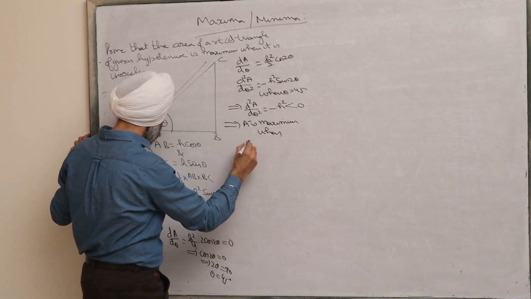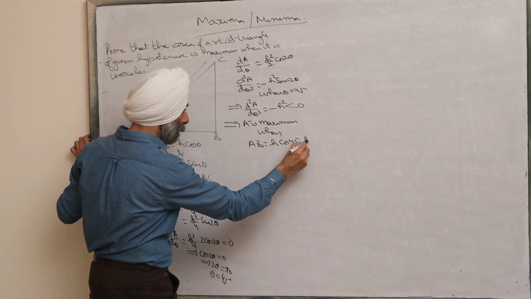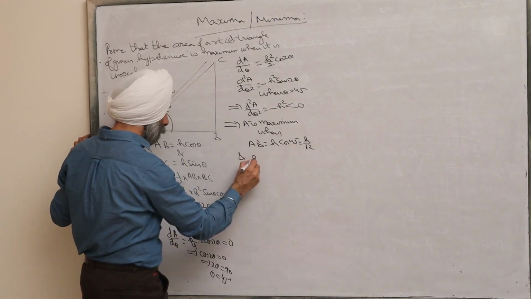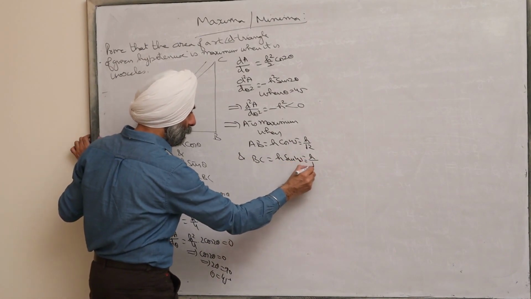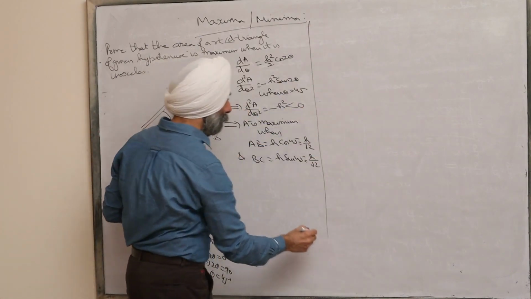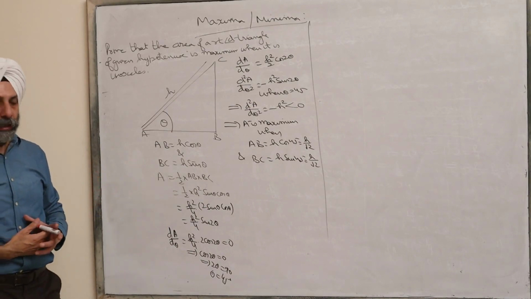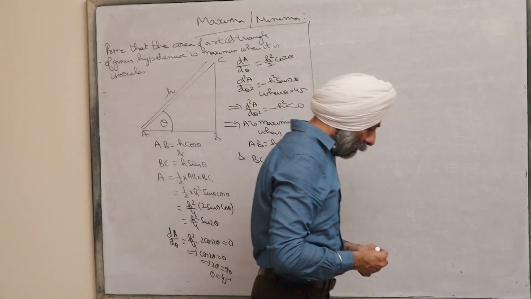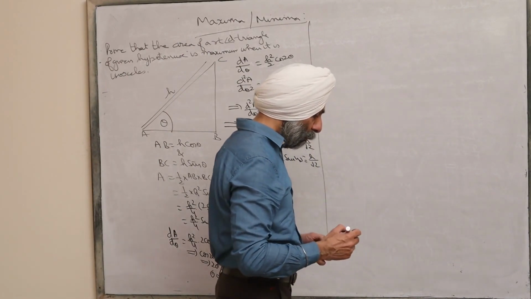So this implies area is maximum when AB is equal to H cos 45, that is your H over root 2, and BC is equal to H sin 45, which is your H over root 2, that is the triangle is isosceles here. That means it is isosceles right angle triangle. Now similarly the next question is show that triangle of maximum area.